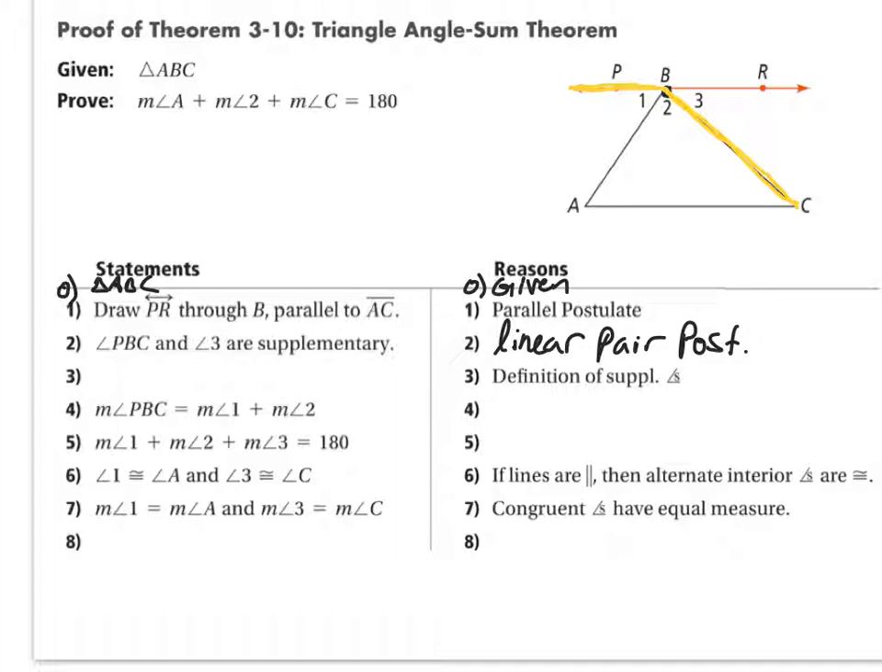Okay, don't forget those. All right, so they are then saying that since we know angle PBC and angle 3 are supplementary, they want us to say something according to the definition of supplementary angles. Well, what do you suppose the definition of supplementary angles says? Add up to 180 degrees. So what do you suppose I should write for that statement number 3? Well, I can't talk about a 1 and 2 yet, because right now the statement above it talks about angle PBC.